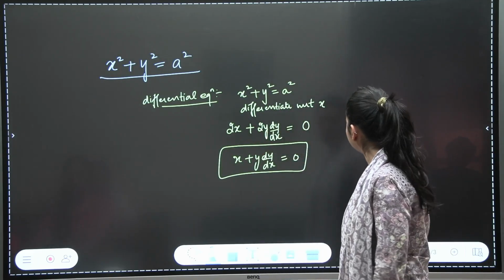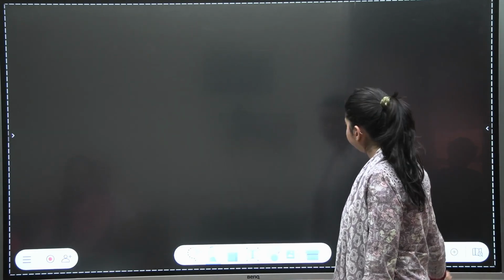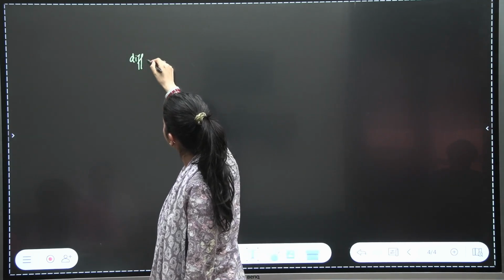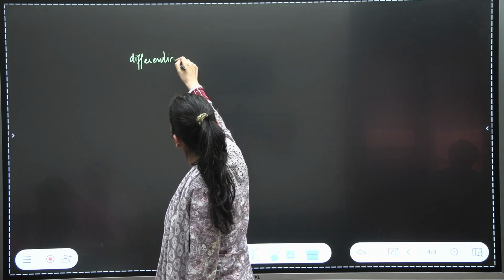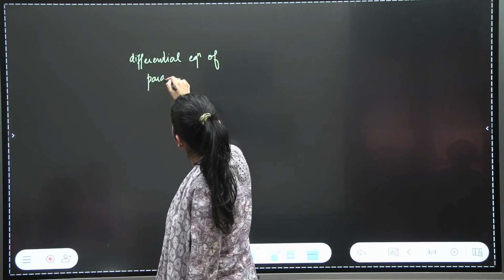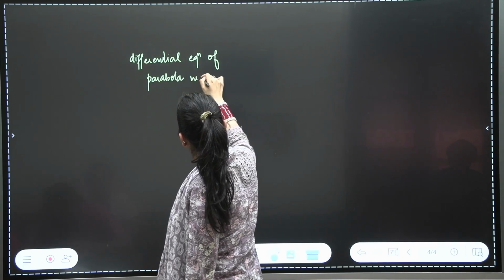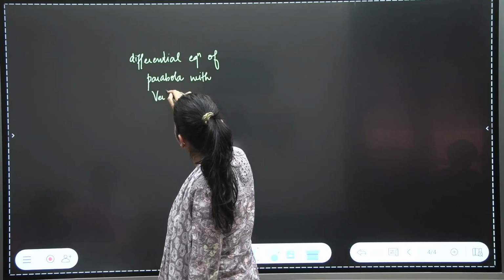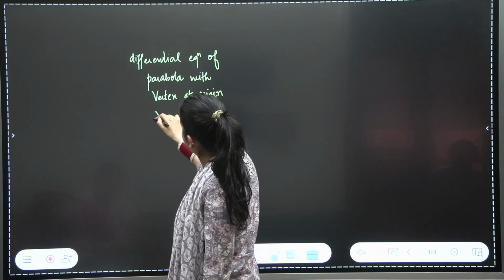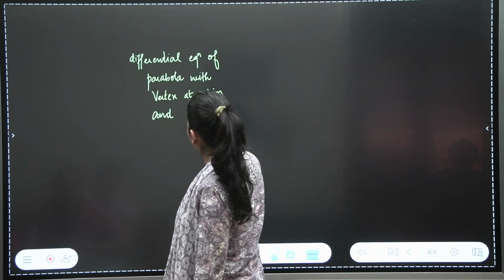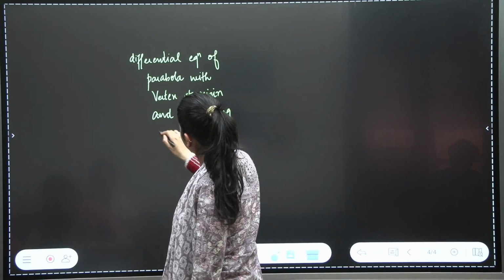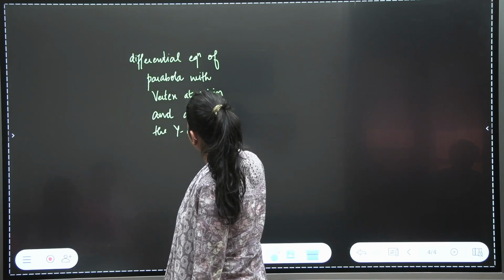Shall we try some questions based on this? So next, let's pick a question. And the question is, what if we want to find the differential equation of parabolas with vertex at origin and axis along the y-axis. This is the question.